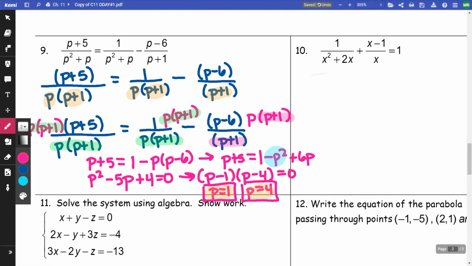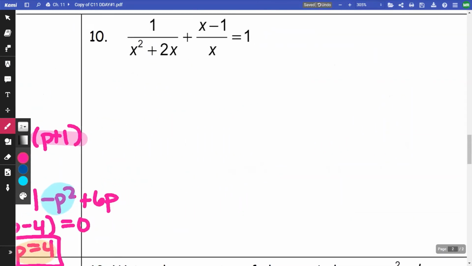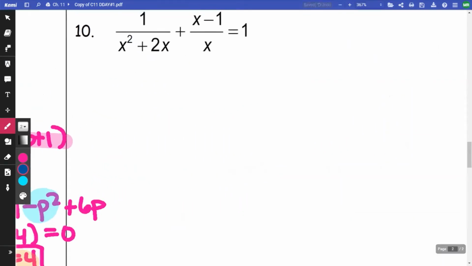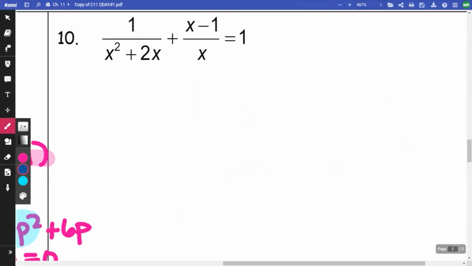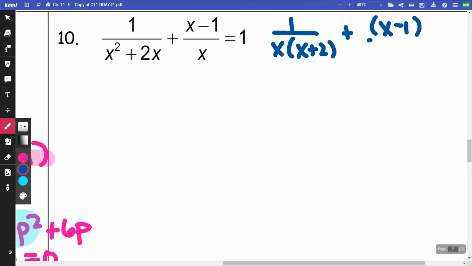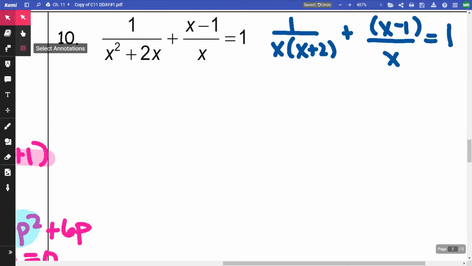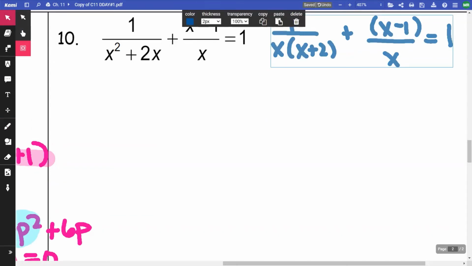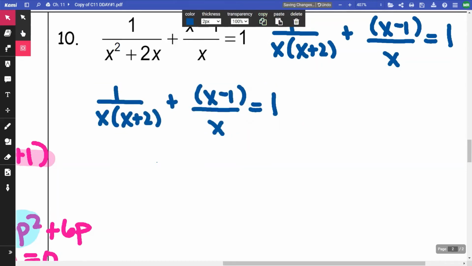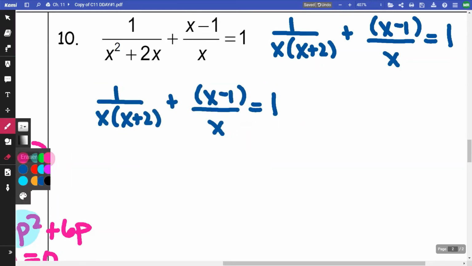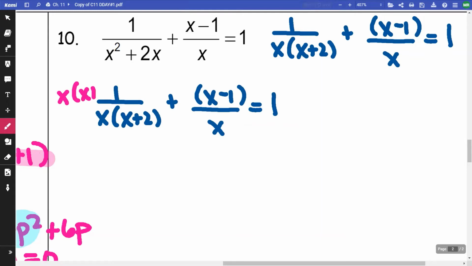Okay, number 10, similar idea on this. Let me first rewrite it. 1 over x times x plus 2 plus x minus 1 over x equals 1. So what I'm going to do is I'm going to take this and multiply everything by an x and an x plus 2.